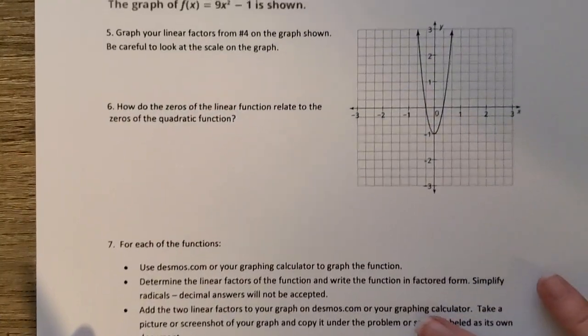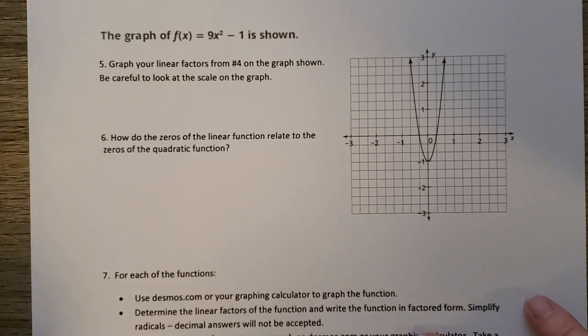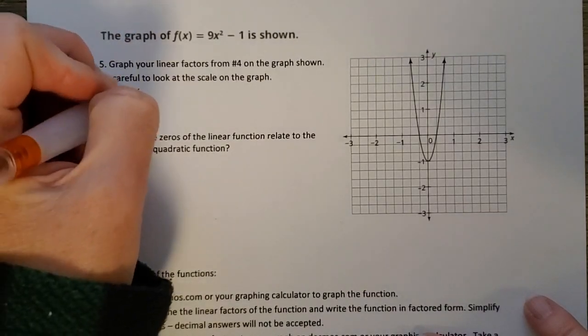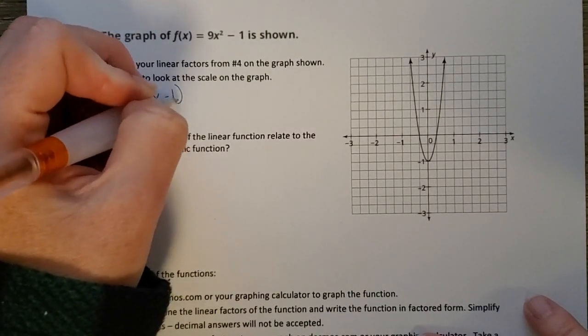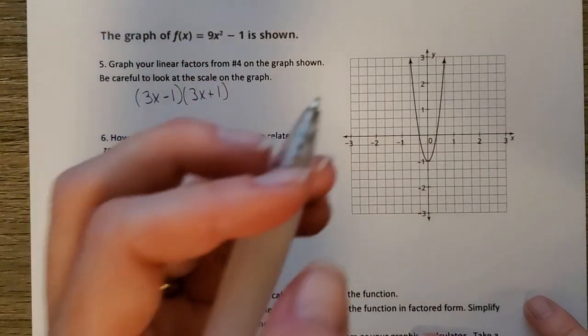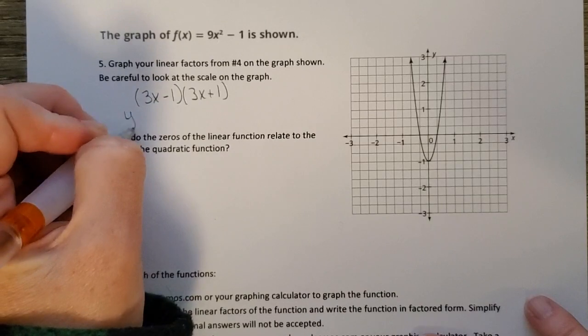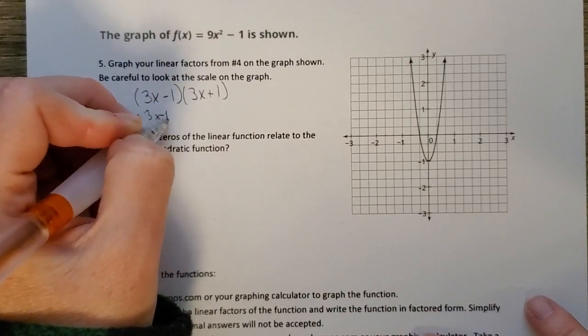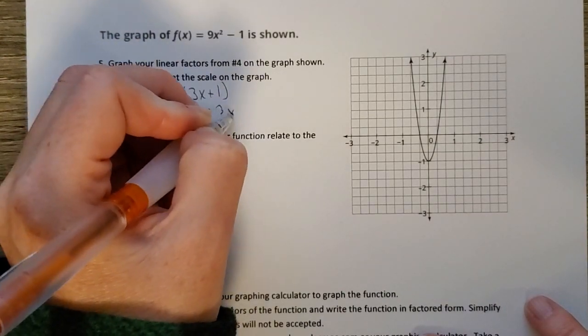So then it says the graph of 9x squared minus 1 is shown. Graph the linear factors. Our linear factors are 3x minus 1 and 3x plus 1. So let's go to our graph. 3x minus 1, this is slope-intercept form, y equals 3x minus 1. And y equals 3x plus 1.